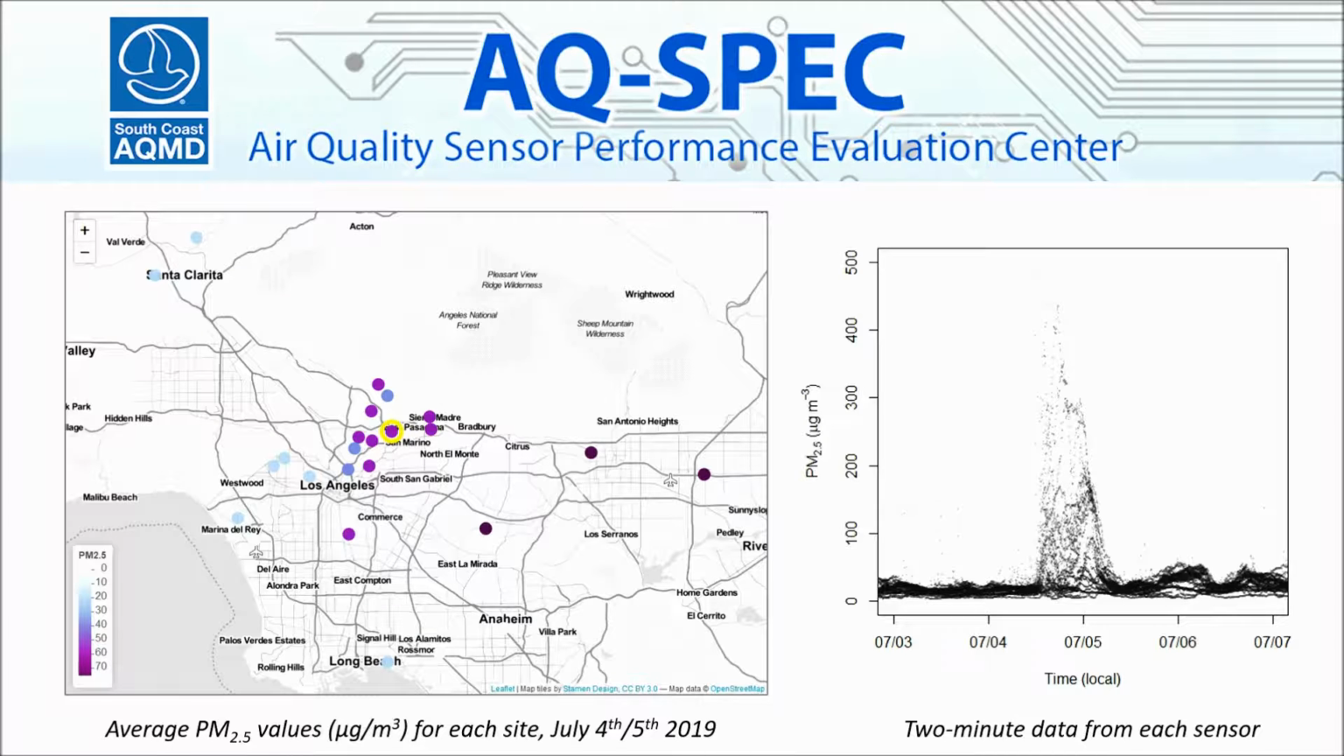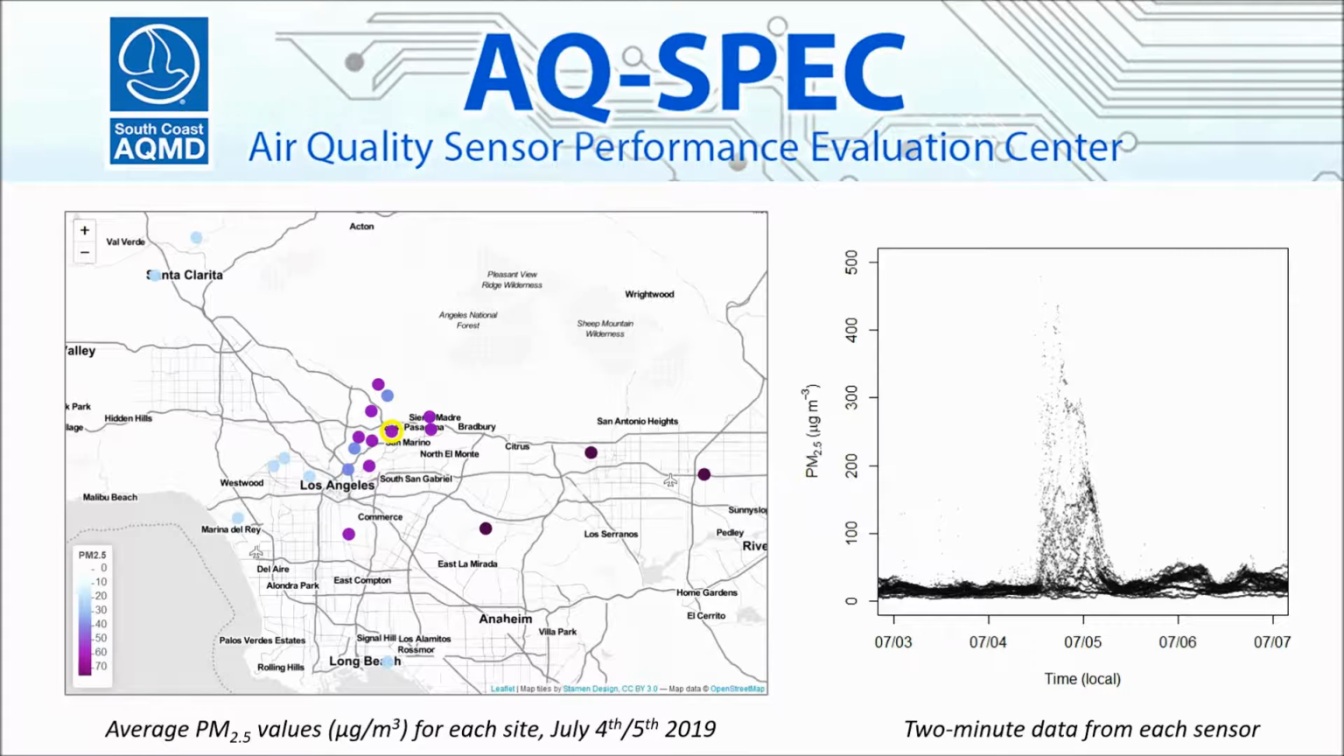And we start to see this gradient. Outside of the city and on the coast, we see lower levels and higher levels as we move inland, probably driven by where the fireworks were occurring and how the emissions were being transported. And that yellow circle is indicating where that sensor 18 is.